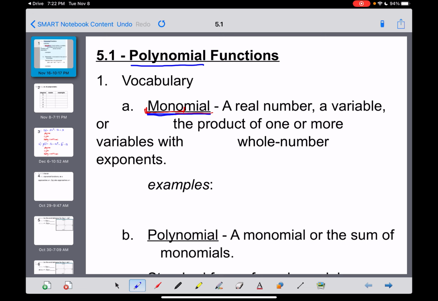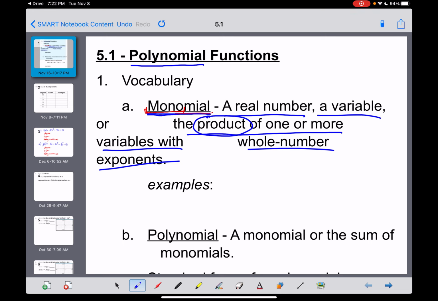Now the formal definition, a monomial can be a real number or a variable, or the product of one or more variables with whole number exponents. That's a lot going on. But that word product is important. These numbers have to be multiplied together. There's no addition or subtraction in a monomial.